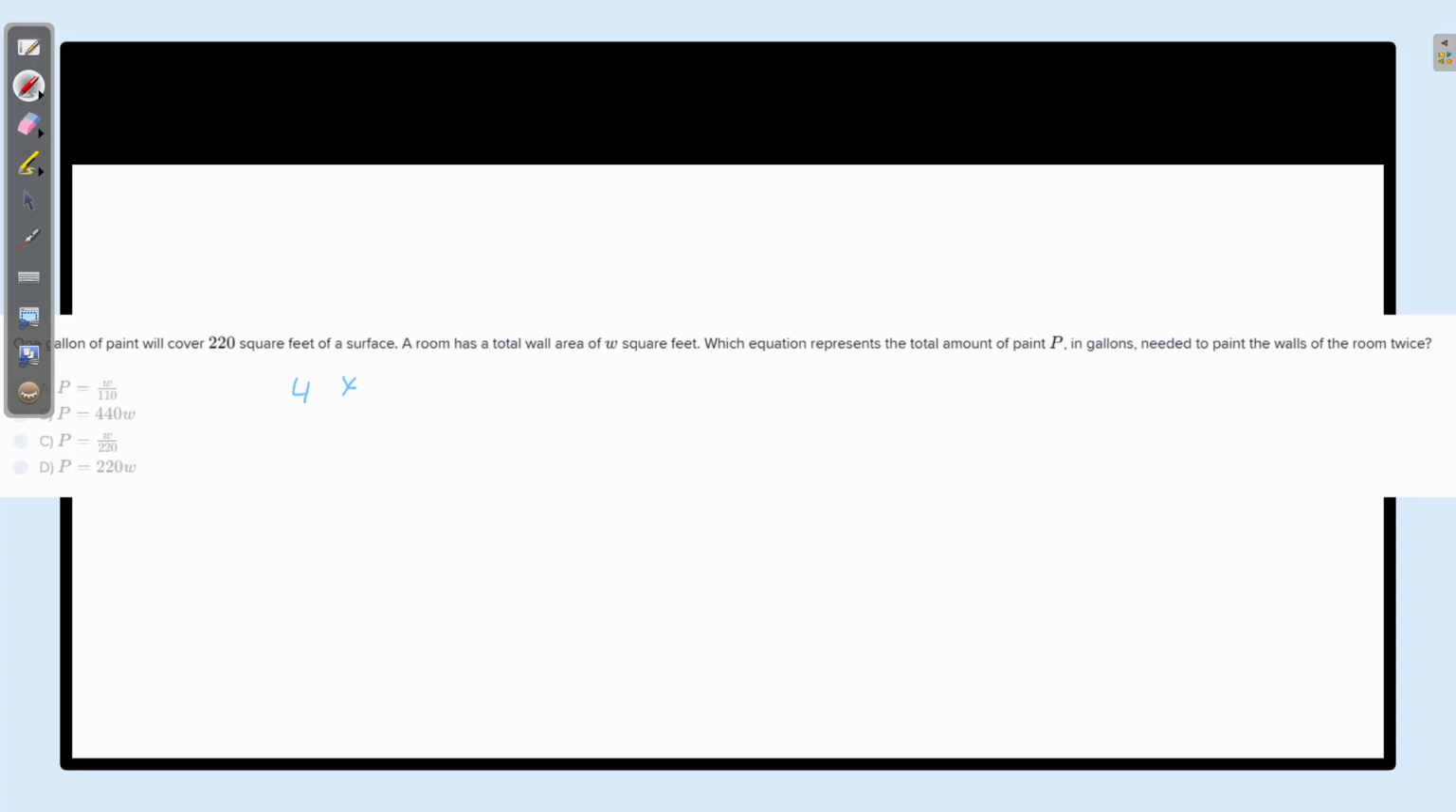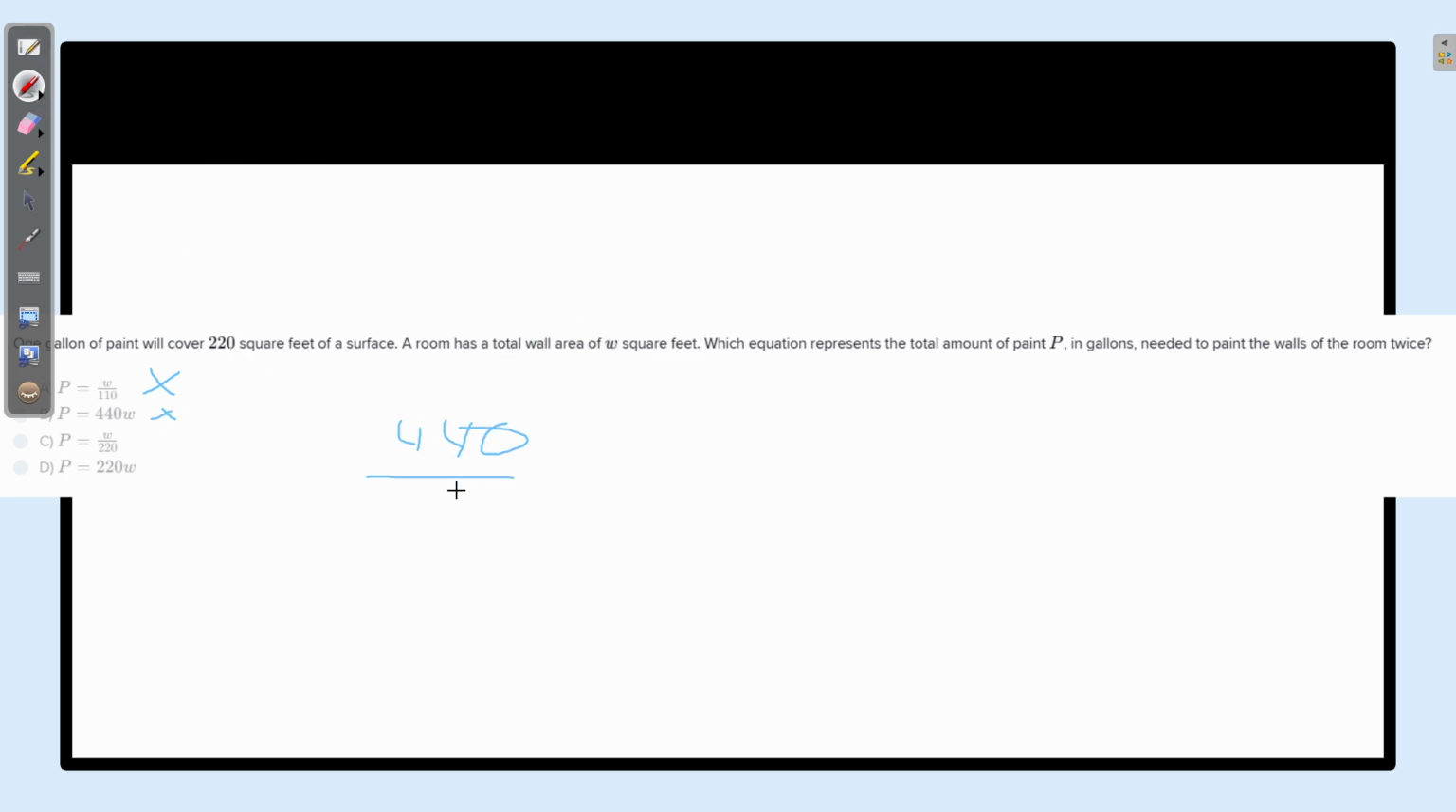Well, 440 over 110, this is for A, is equal to 4. Is that 2? No. So let's eliminate that. Okay, 440 times 440. Well, I don't think we even have to calculate that to know that it is going to be much greater than 2. So that's not going to be the answer.